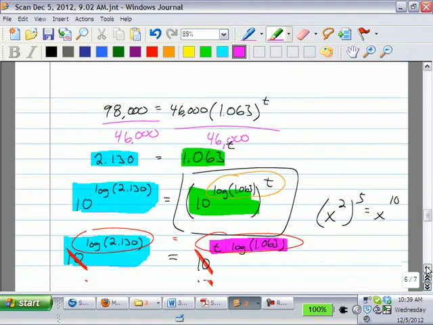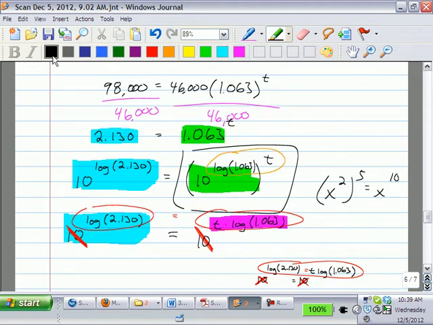Correct. You don't distribute it to the 10. It's just the base. Like if we had kind of this example right here. And the reason is x squared to the 5th is x squared 5 times. But yeah, so that 5 doesn't go to the x. It just applies to the exponent. We call this power to a power.